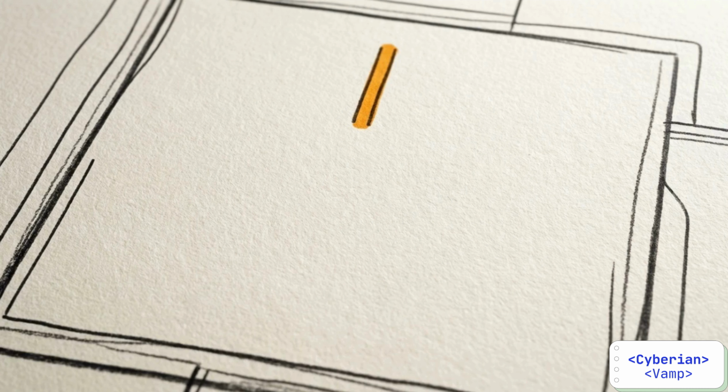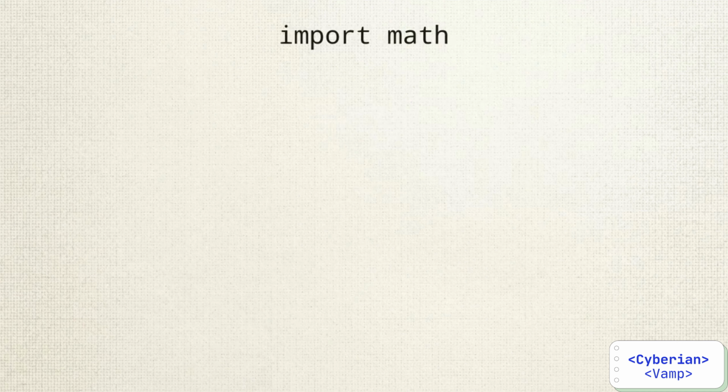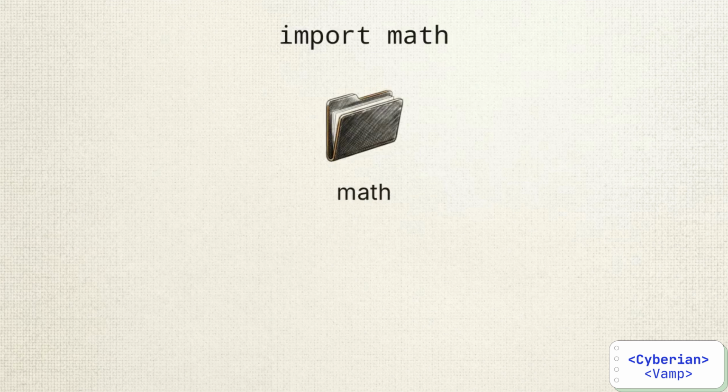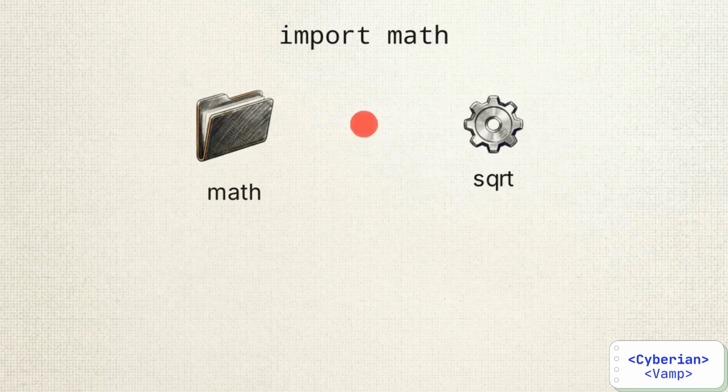This interface shows our code editor on the left and our terminal on the right. Step 1 in building our analyzer is bringing our tools into the workspace. We start by typing two standard import statements, import random and import statistics. This graphic shows how standard imports work. We brought in the entire folder. To use a tool inside, you use a dot to link the module's name to the function.